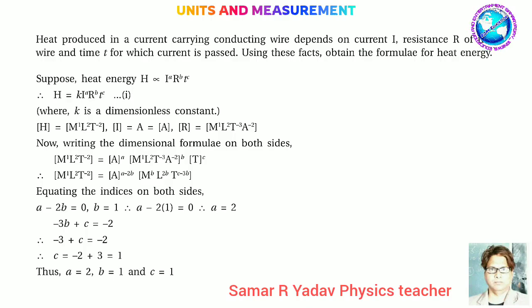Heat produced in a current carrying conductor wire depends on current I, resistance R of the wire and time t for which current is passed. Using this fact, obtain the formula for heat energy. Suppose heat energy H is proportional to I^a, R^b and t^c. Therefore, H is equal to K I^a R^b t^c, equation 1, where K is a dimensionless constant, and a, b, c belong to real numbers.